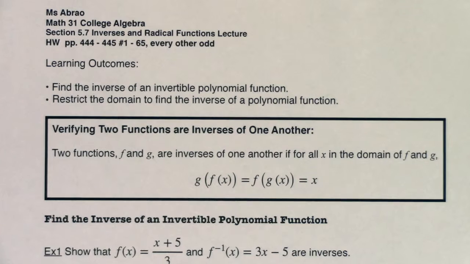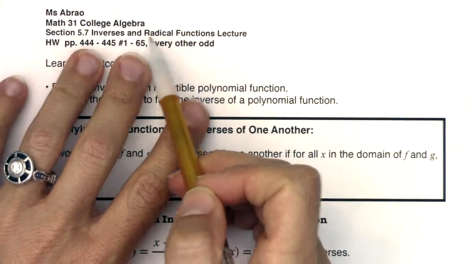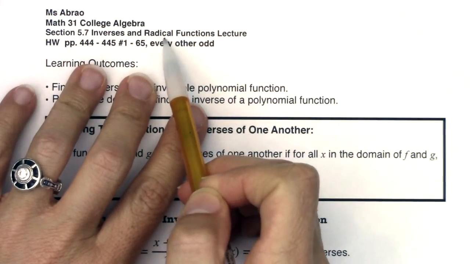Welcome to section 5.7. This is going to seem a little bit like section 3.7 because we're doing plenty of the same types of problems that we saw in 3.7. We're just taking them a little bit further and working with slightly more difficult functions, but we're still going to look at inverse functions, specifically inverses having to do with radical functions.